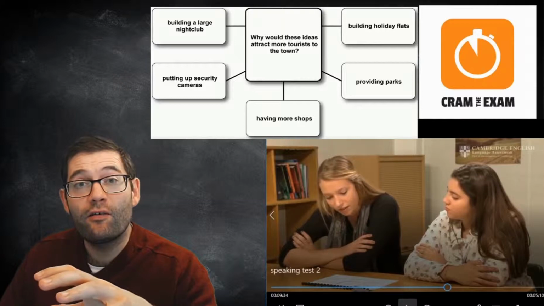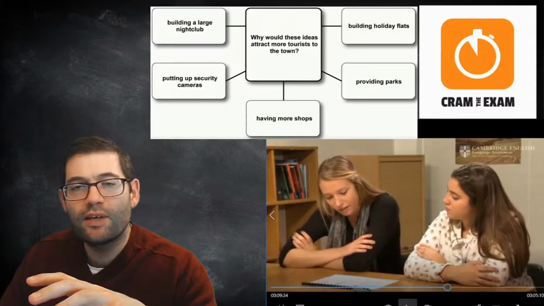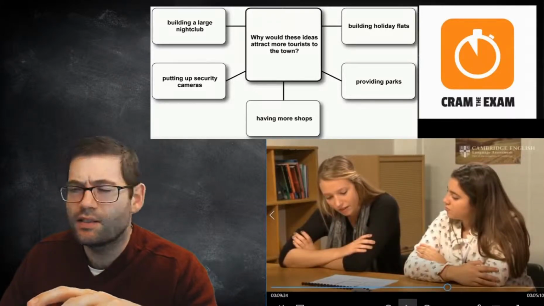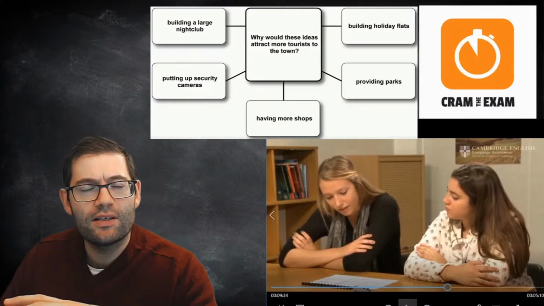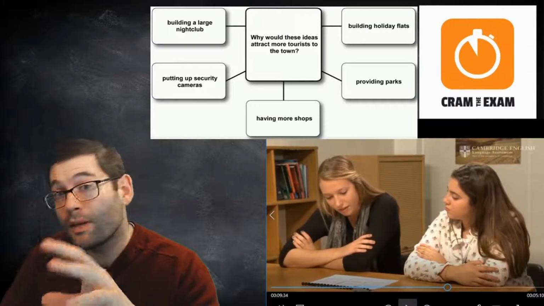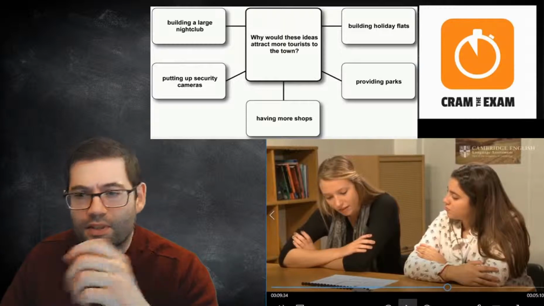So there's some area of compromise here. Initially, the brunette girl says building holiday flats is the most important. But then she agrees to compromise, saying, oh, maybe if you like this, then that. And that's an important skill as well.